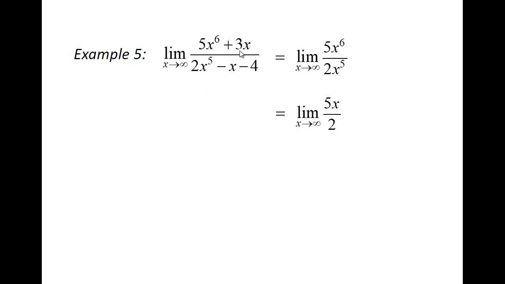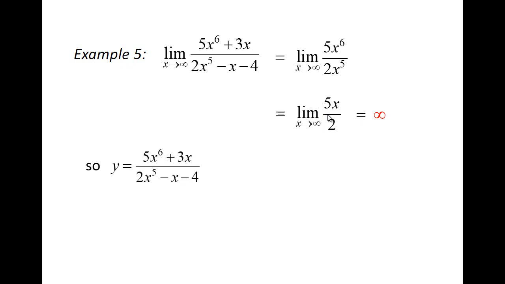So now I see that after I do some cancellation, I'm getting the limit as x goes to infinity of 5/2 times x. Now notice that when x goes to infinity, it means that x gets bigger and bigger. Well, if x gets bigger and bigger, 5x over 2 is also getting bigger and bigger. So the limit would be infinity.